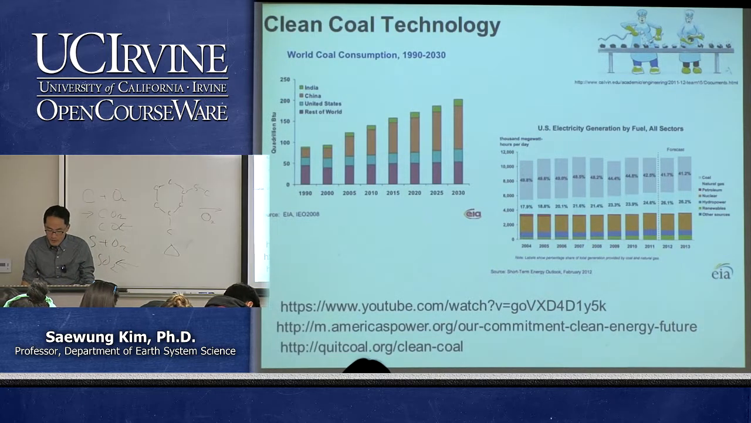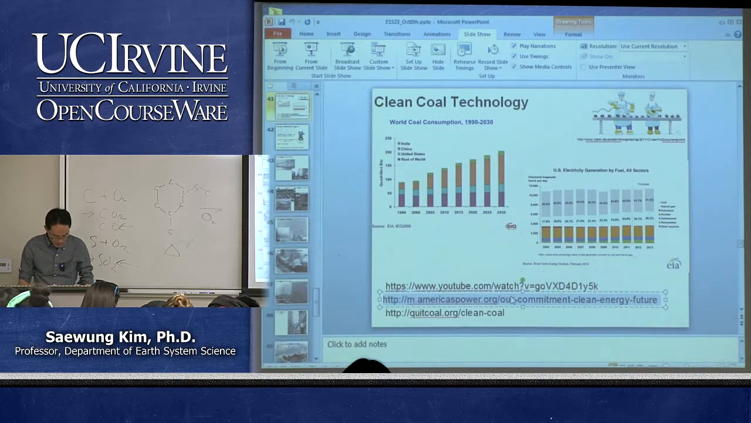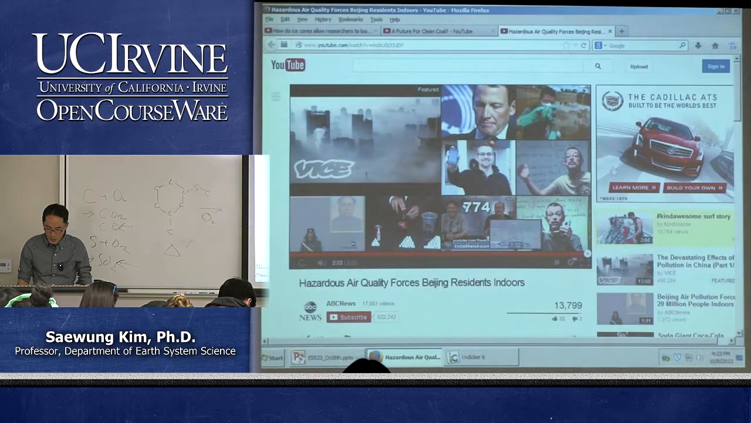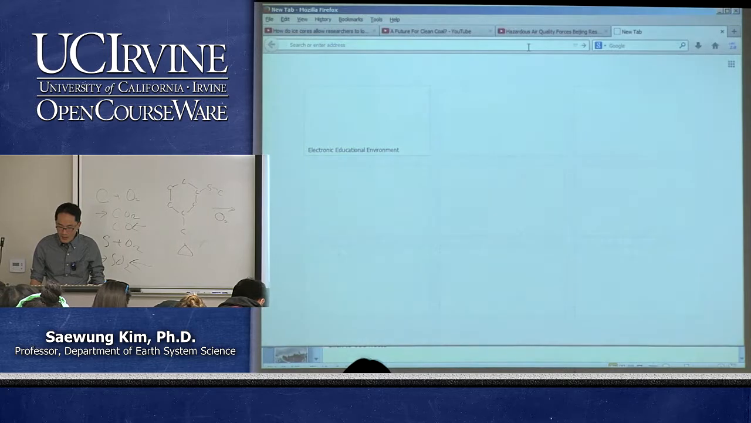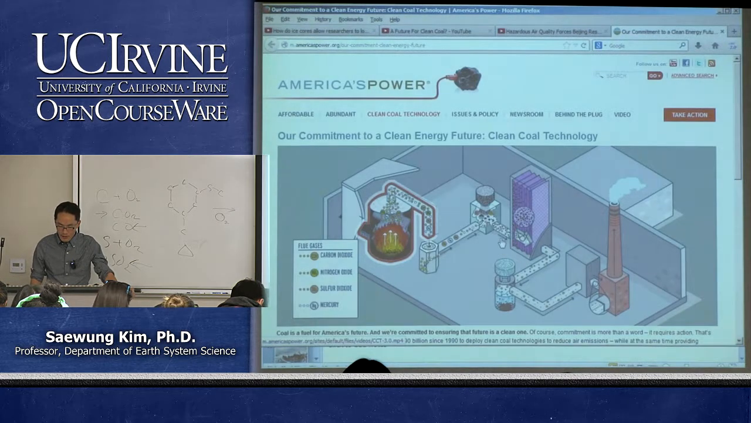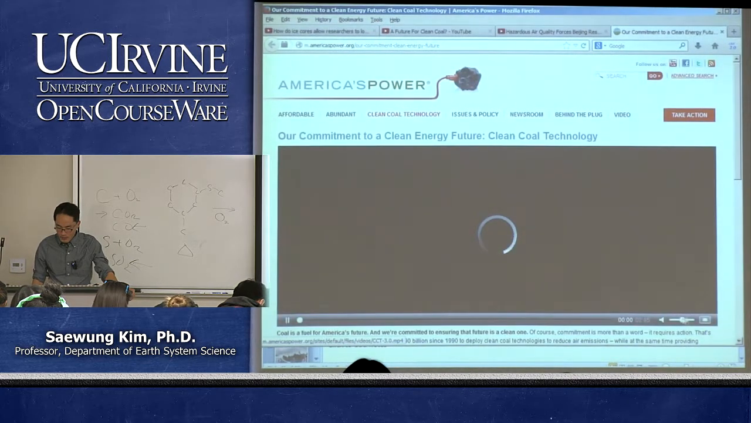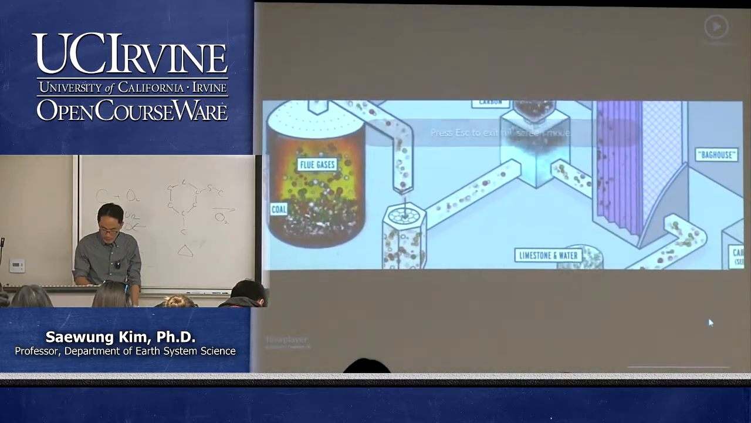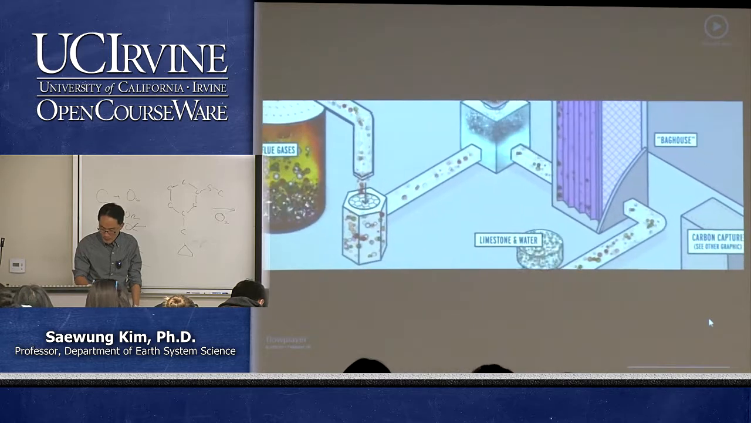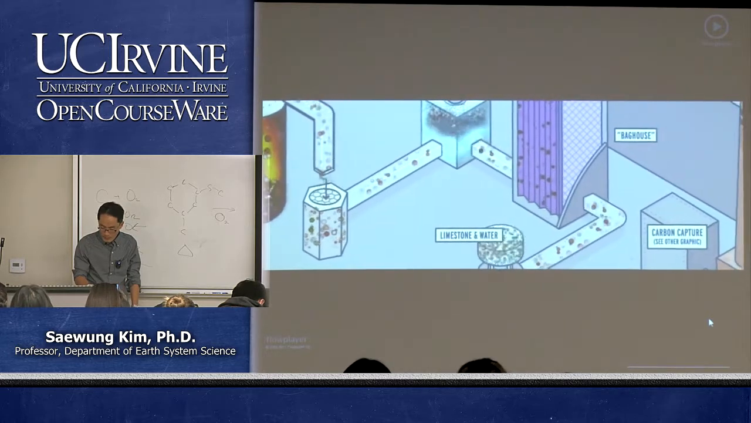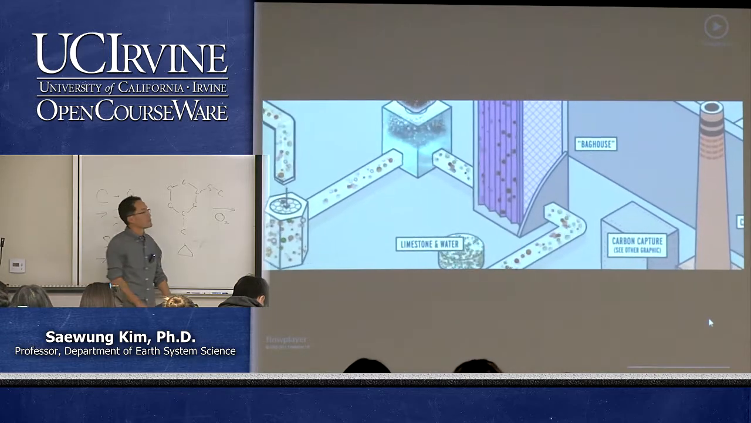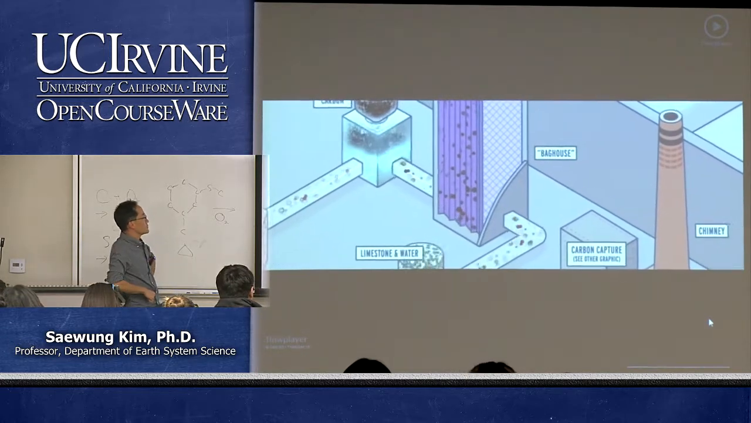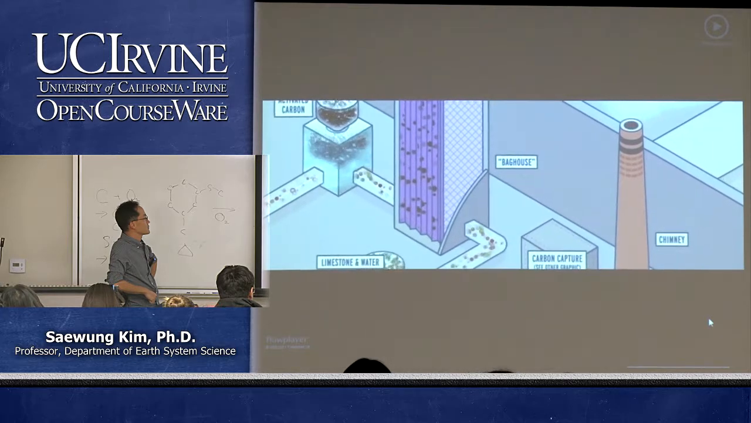So if you take a look at this website, this is an industry website that actually advocates coal technology and coal use. If you look at this, clean coal technology refers to technologies that improve the environmental performance of coal use. These technologies include devices that increase the operational efficiency of a power plant, as well as those that reduce emissions.